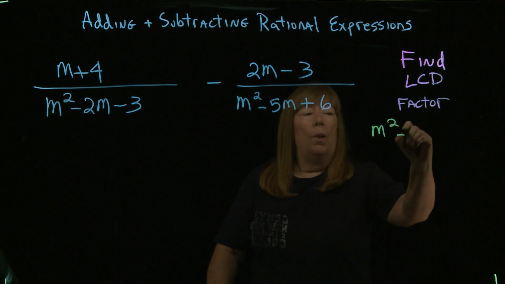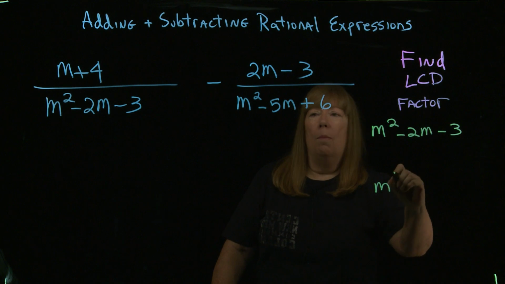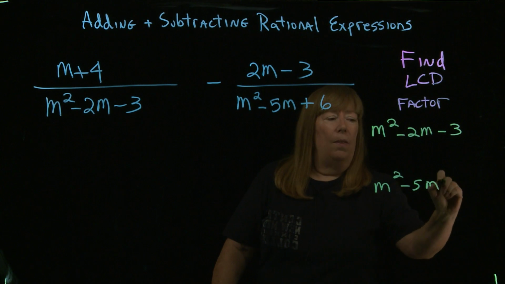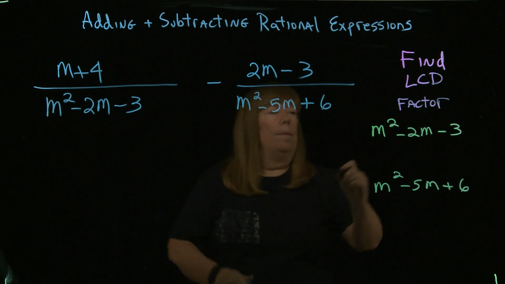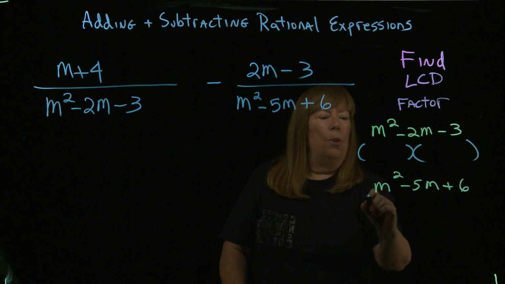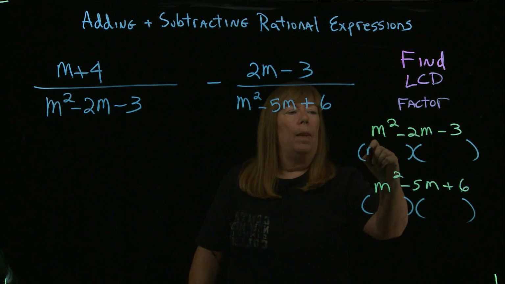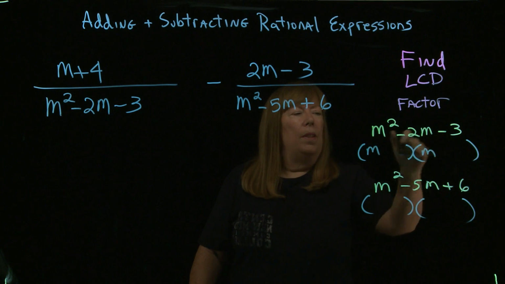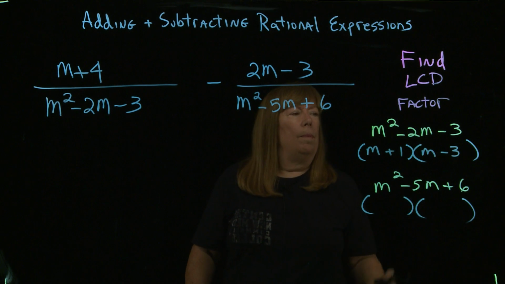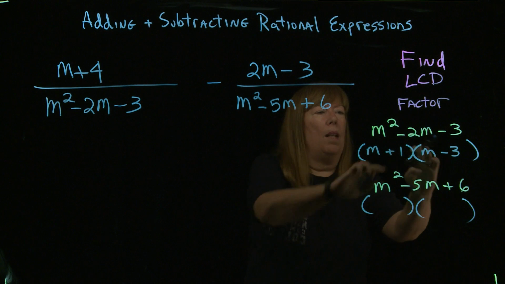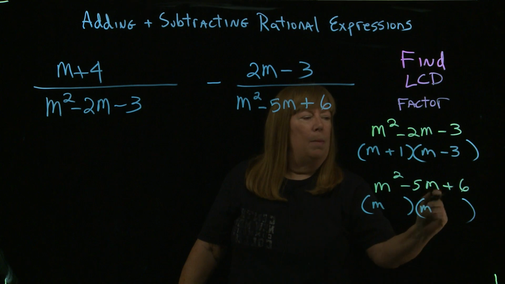I have m squared minus 2m minus 3, and I have m squared minus 5m plus 6. So let's factor both of those. Fortunately, the a is 1, so it's not going to be a big deal. M and m, signs are different. 3 and 1. Negative 3 plus positive 1 is negative 2. Cool.